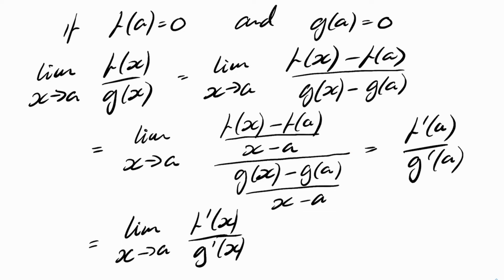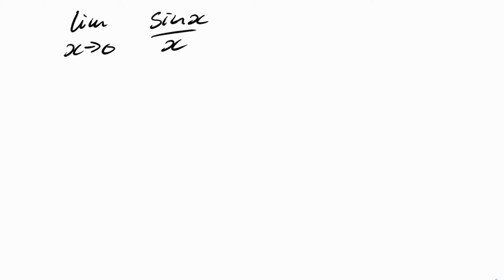And this trick only works for indeterminate forms because we had to add on these bits as they go to 0. This is known as L'Hopital's rule. So let's try this on the function sine x over x. This is of the form 0 over 0, so I can use L'Hopital's rule.